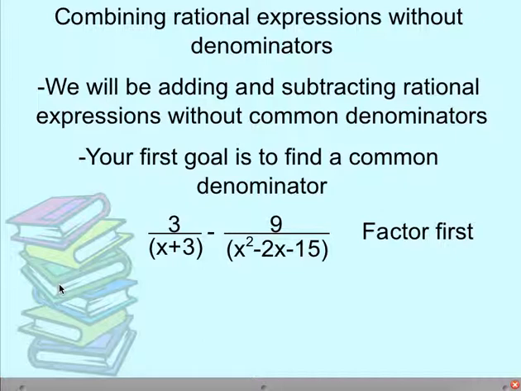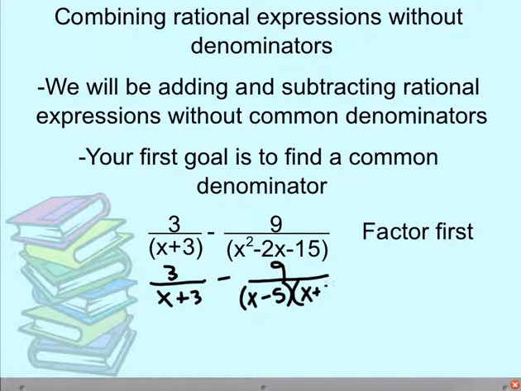Now, the first thing we need to do is factor. So we're okay with the first fraction. That would stay the same because there's nothing to factor. But the second one, we could factor into 9 over x minus 5 times x plus 3. Since this is a simple quadratic, we need to multiply to negative 15 and add to negative 2, which means we can see that these denominators are similar, but that this denominator, our first one, is missing a factor of x minus 5.